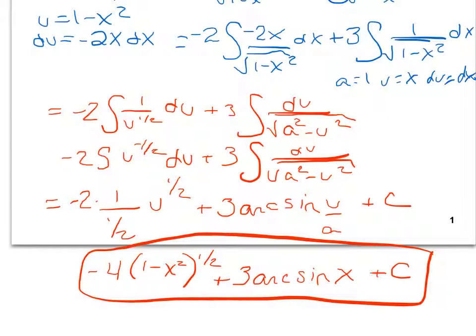So the next video is going to talk about how you can use completing the square to help you with integrating, and that also is going to tie in some inverse trig functions.